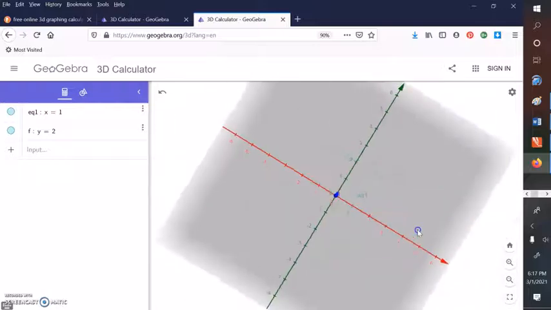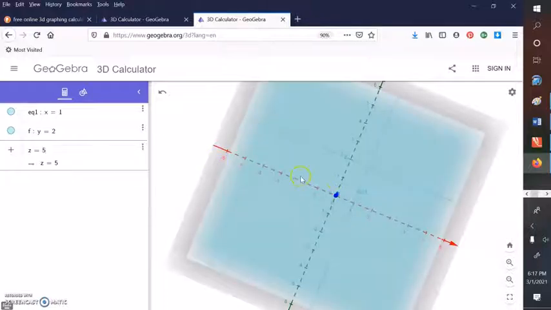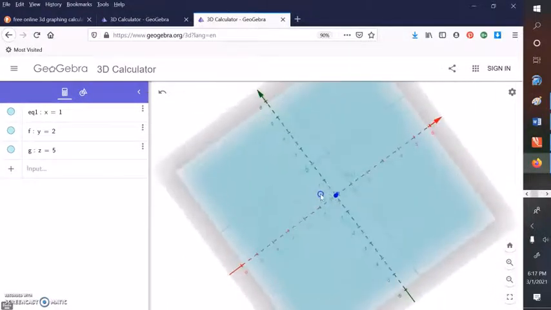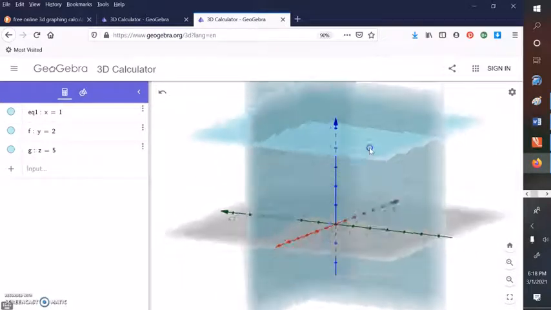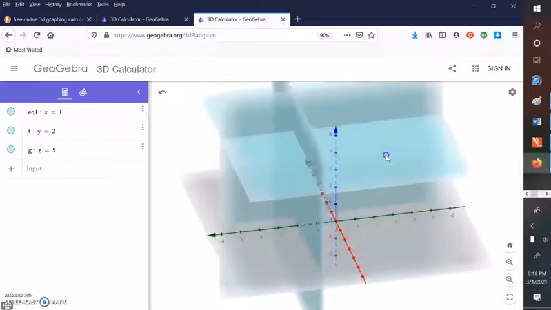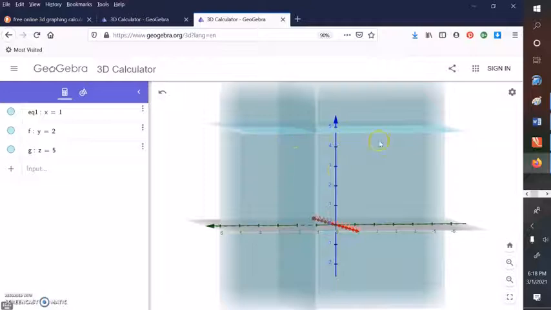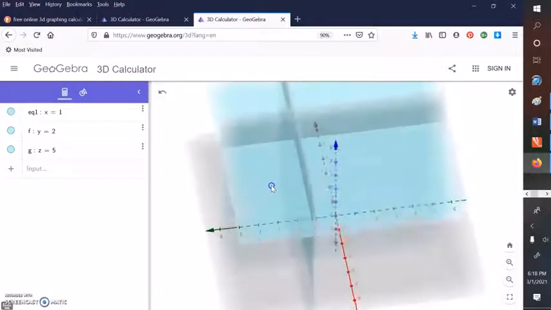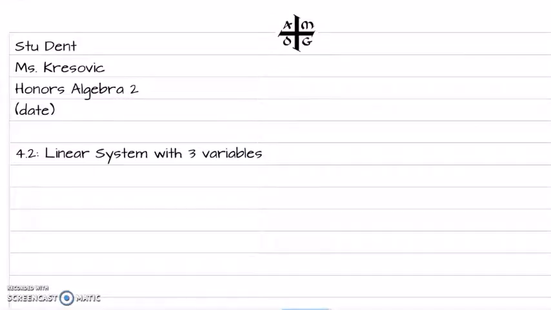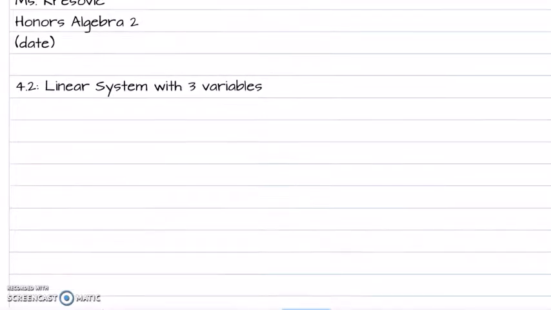Let me see if I can spin it around a little bit. Z equals 5. Sorry, this is not the easiest to control. So there's your z-axis, which would normally be coming straight out at you for z equals 5, confirming that the blue axis is z. So let's take a look at some examples from 4.2, linear systems with 3 variables.